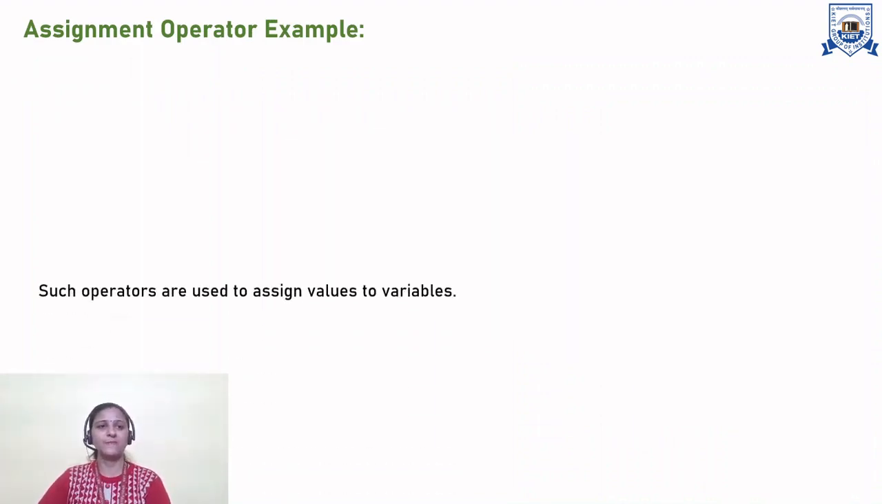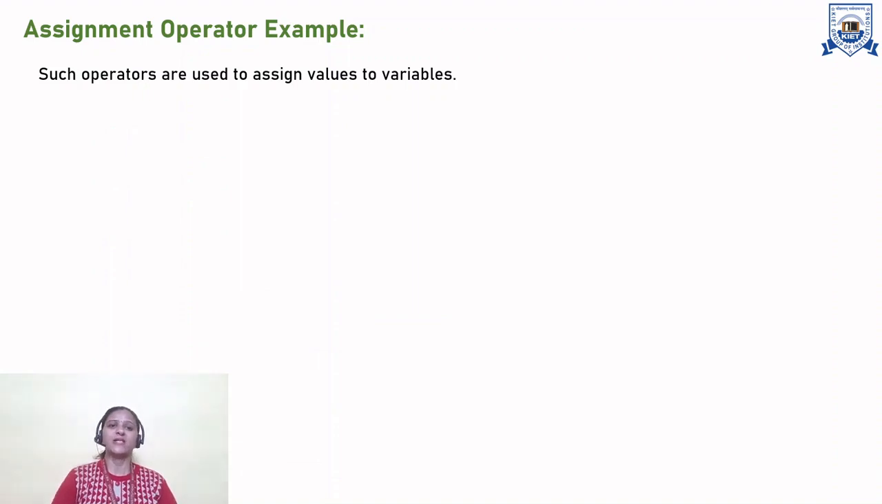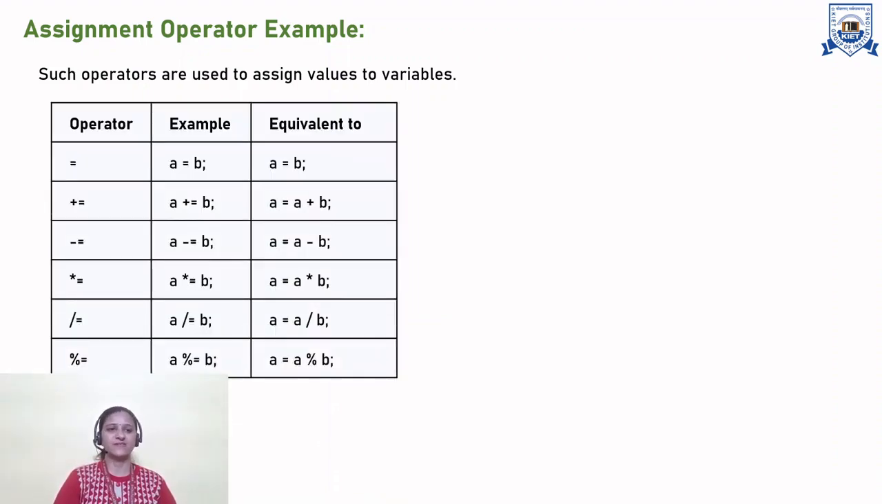Assignment operator example. Such operators are used to assign values to variables. So this is the table. It begins with equal to, simple, A equal to B. It is the assignment operator. That means the right hand side value is getting assigned to the left hand side one. A plus equal to B is equivalent to A equal to A plus B. A minus equal to B is equivalent to A equal to A minus B. And so on, like this.